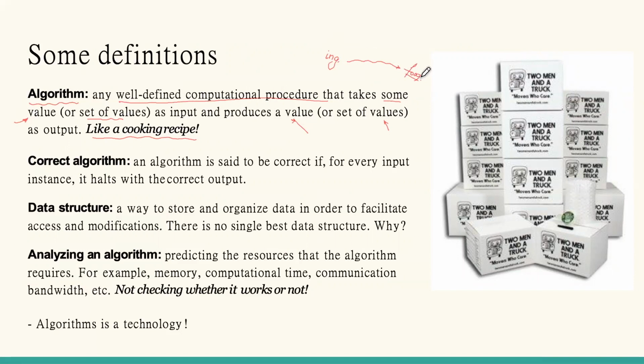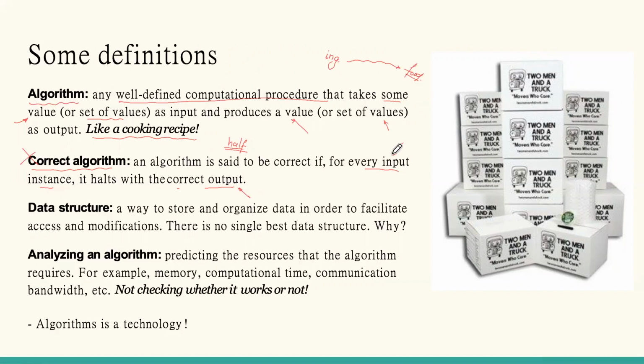Now, we also want to understand what we mean by a correct algorithm. An algorithm is said to be correct if for every input instance, it halts with the correct output. So if for some cases your algorithm doesn't work, and it only works for maybe half of the cases, then we say that the algorithm is not correct, right? So for an algorithm to be correct, we need a guarantee that the algorithm always gives us the correct output given the same input.